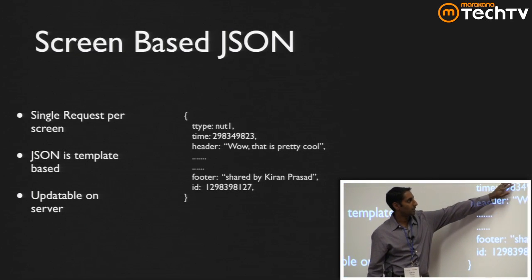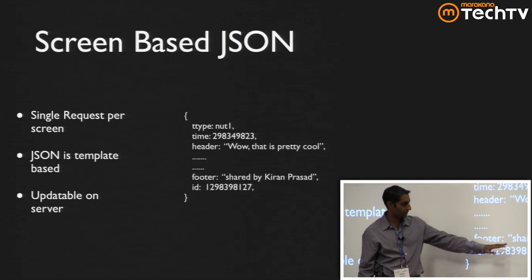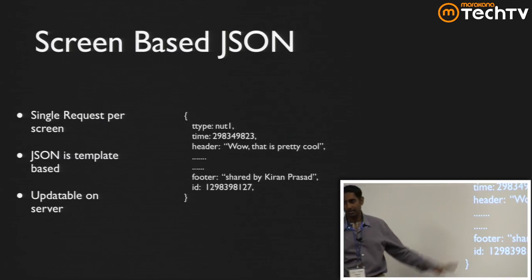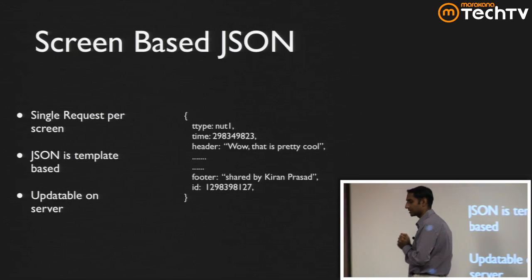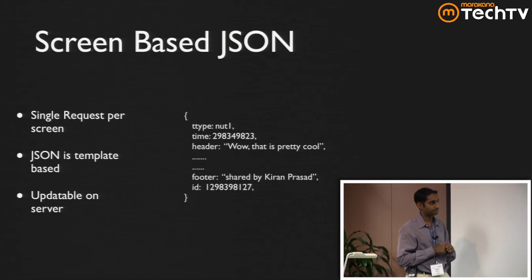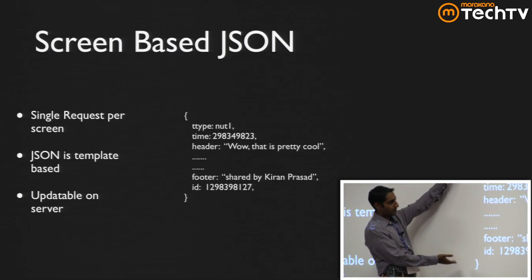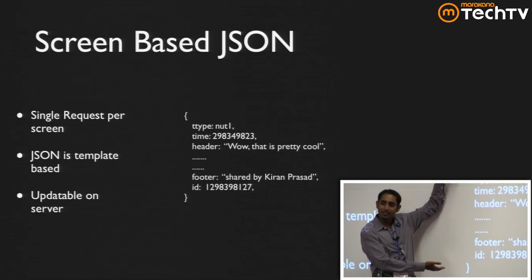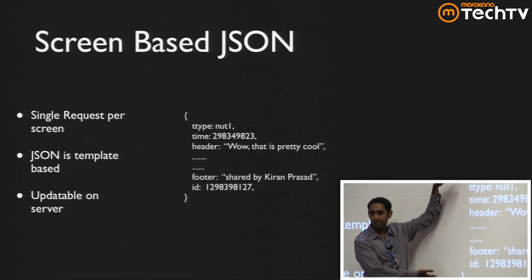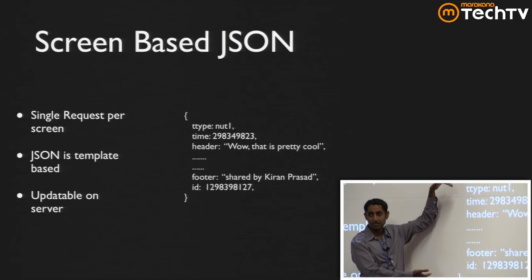And the JSON template we get back is something like this. We have nut1, a time, a header that says, wow, this is pretty cool, a footer that says shared by Kiran Prasad. So if you look at one of the NUS items or the network updates items on LinkedIn's main screen, this tells the client how to render it. So the natural question I get is, well, why don't you just send HTML back? Because then it'll know how to render it. The problem is if it's a native app, I can't render the HTML.